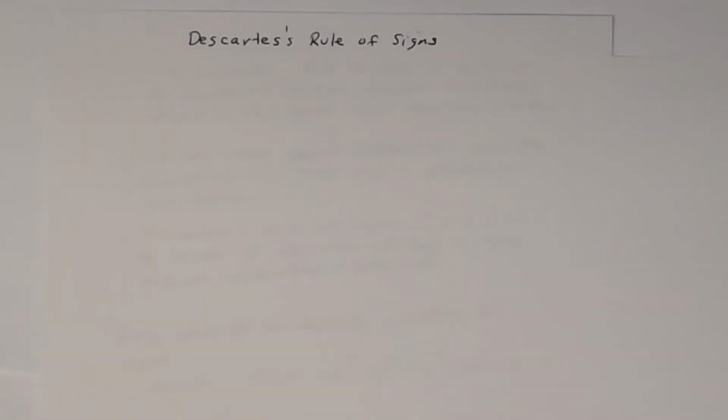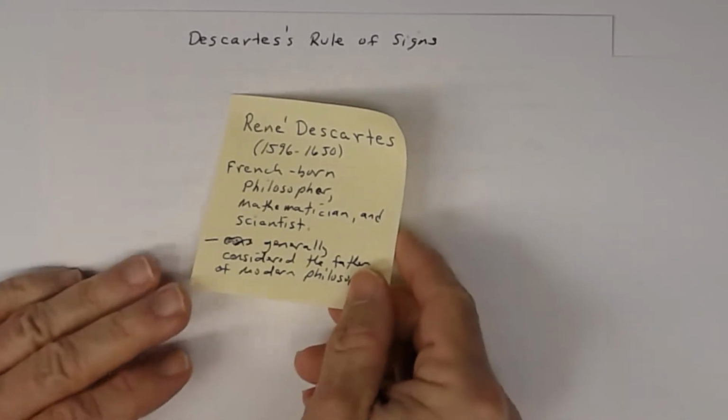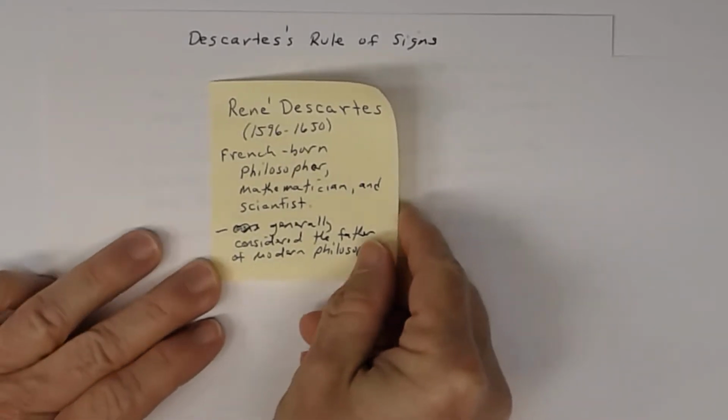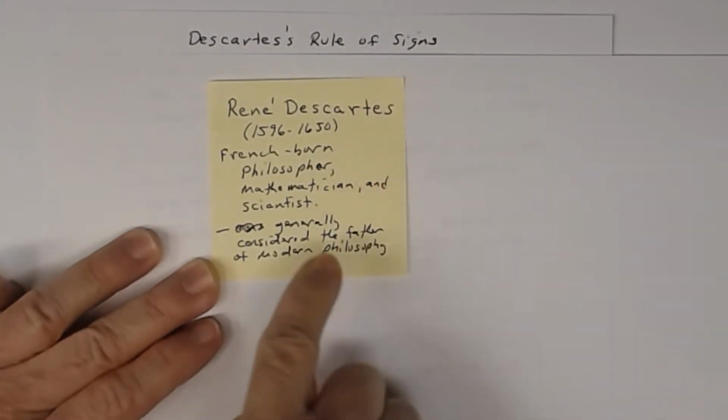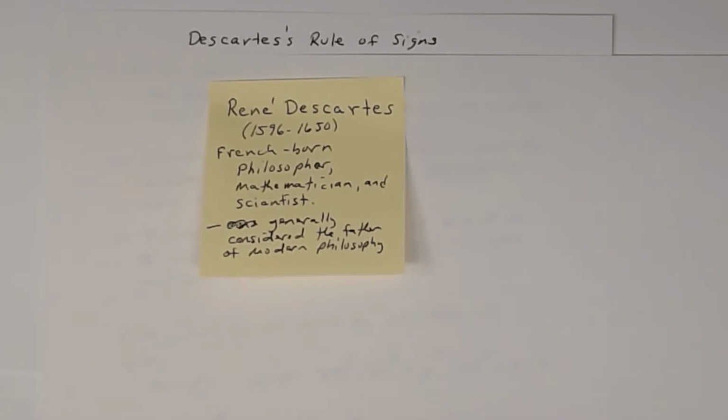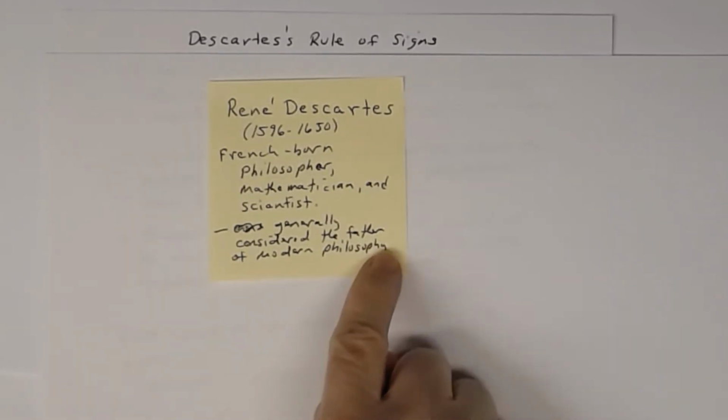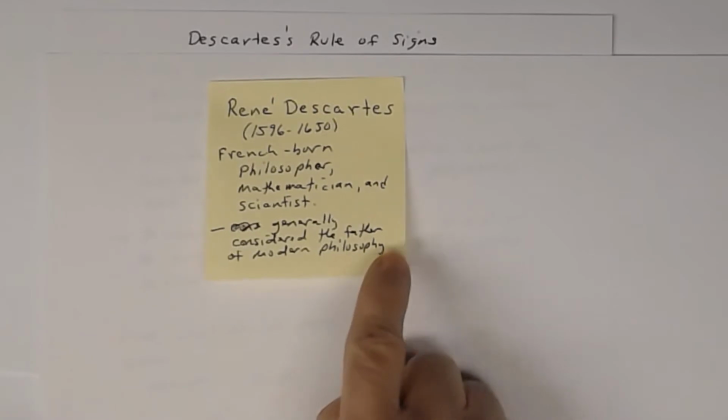In this lesson, we're going to study Descartes' rule of signs. Now, Descartes' rule of signs was developed by a person named Rene Descartes, and he was alive from 1596 to 1650. He was a French-born philosopher, mathematician, and scientist, and he is generally considered the father of modern philosophy.